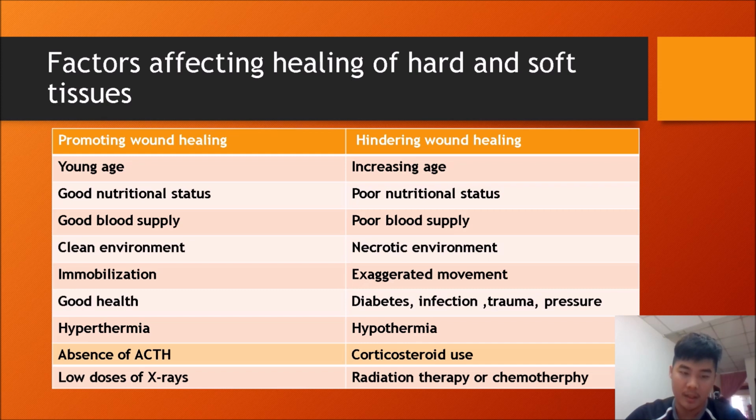And next is hyperthermia: an increase in body temperature will promote wound healing, whereas hypothermia, a decrease in body temperature, will delay it. And then next is hormone: absence of ACTH, also known as adrenocorticotropic hormone, is going to promote wound healing, whereas the use of corticosteroid will delay it. And the last one is that low dose of X-ray can promote wound healing, whereas radiation therapy or chemotherapy will delay the wound healing.